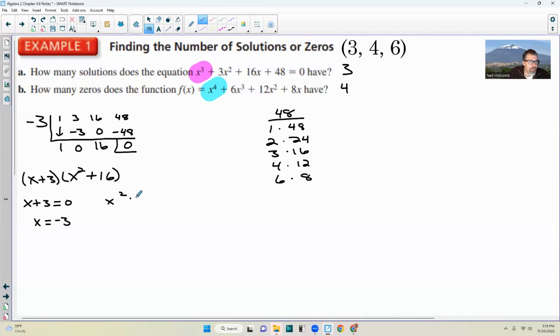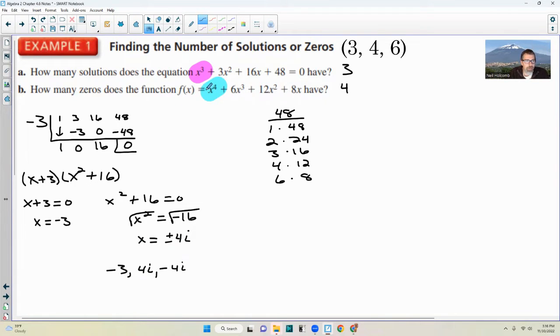If x squared plus 16 equals 0, and I subtract 16 to the other side, I get x squared equals negative 16. Take the square root of both sides, and I get x equals plus or minus, and the square root of 16 is 4, and since it's negative, you have an i. So it's plus or minus 4i. So there are my 3 solutions: negative 3, 4i, and negative 4i. Okay, I'm not going to do this one here, but that's how you would do it.